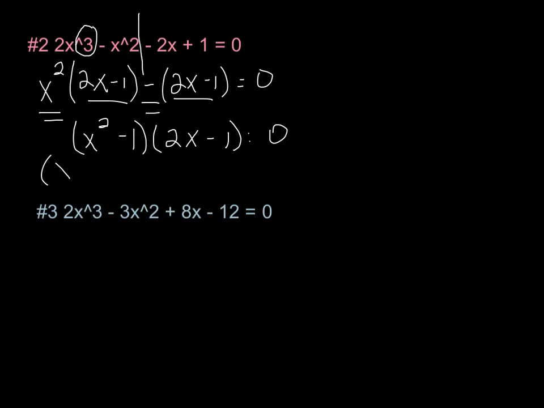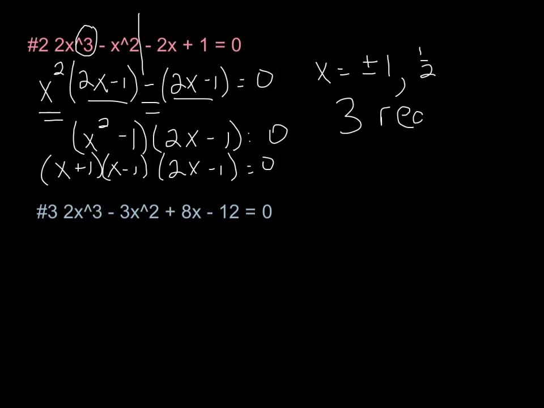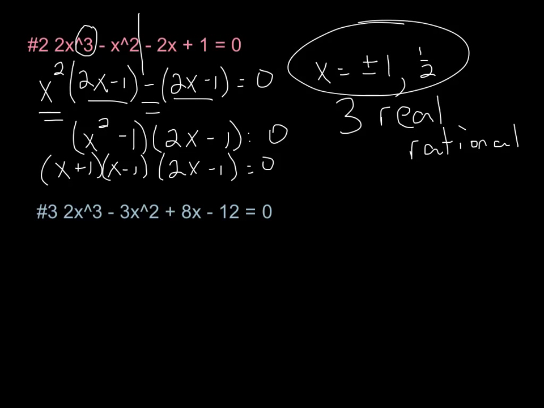X squared minus 1 factors further. We can just factor this problem. Makes me happy. So my zeros are x could be plus or minus 1, or it could be positive 1/2. And again, I have 3 real rational roots. They're irrational if you're left with some nasty decimal, like the square root of 7. Let's try the last one.